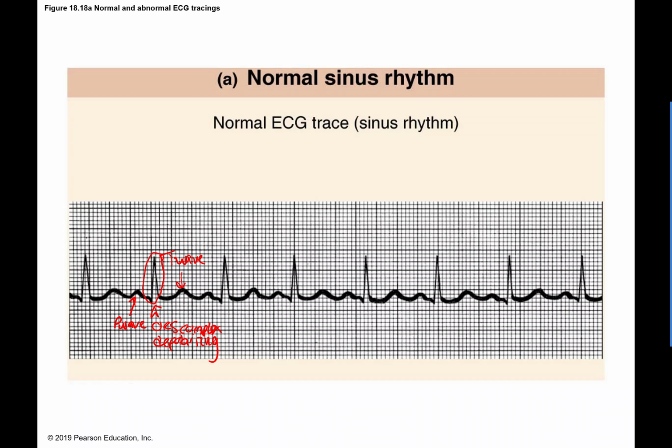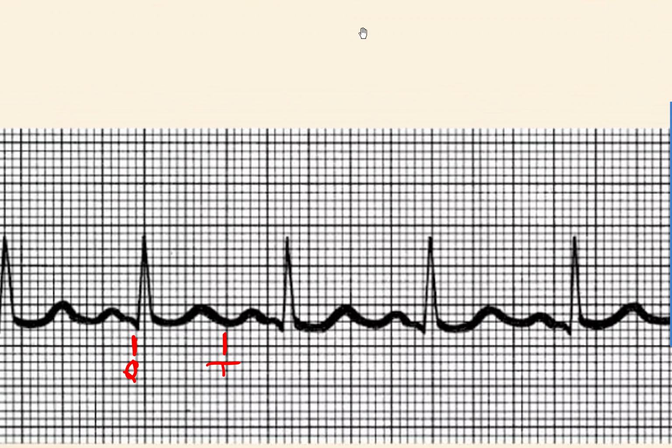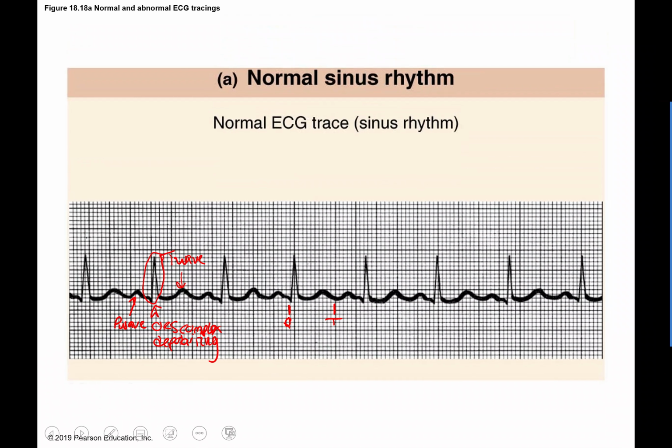In order to determine an interval duration, we have to just determine the start and stop points for the interval, determine a distance, and then convert that distance into time. So if we were to do a QT interval, for instance, we start with the Q and we go to the end of the T. And so we determine our distance.